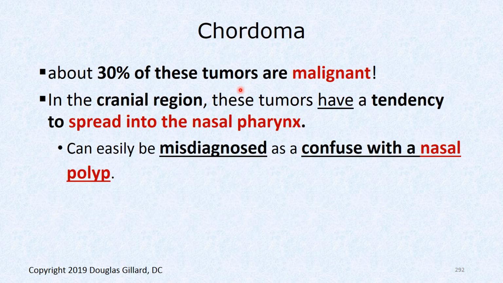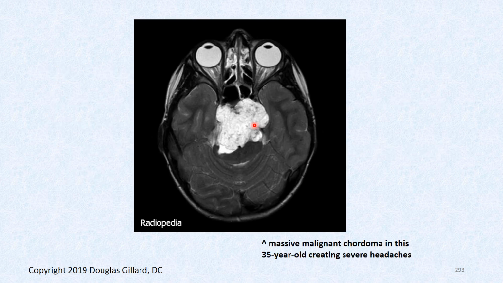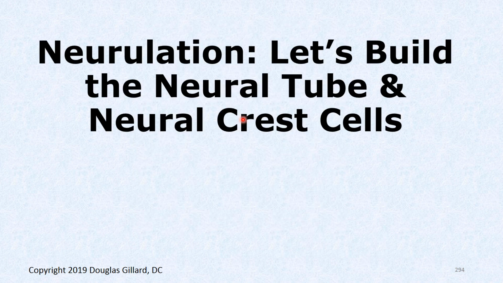30% of the chordomas are malignant, so they're not always malignant when they form. The cranial ones have a tendency to form in the nasopharynx, and they can look just like a polyp. So it could be cancer growing, and the ENT doc looks up there and says, it's just a polyp, don't worry about it. It wasn't a polyp, it was a chordoma, and the patient dies from it. So here's the axial overhead. You can see the eyeballs here, the nose, nasal cavity. Here's a really big malignant chordoma that's grown in this patient who presented with headaches. So yeah, it's not good when they don't go away.